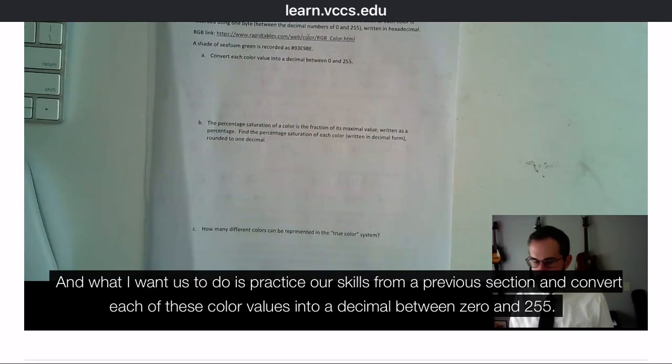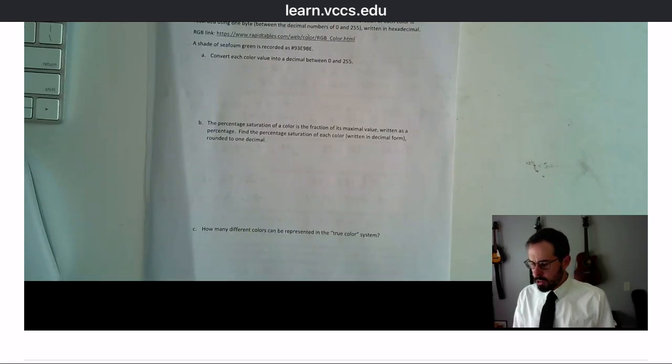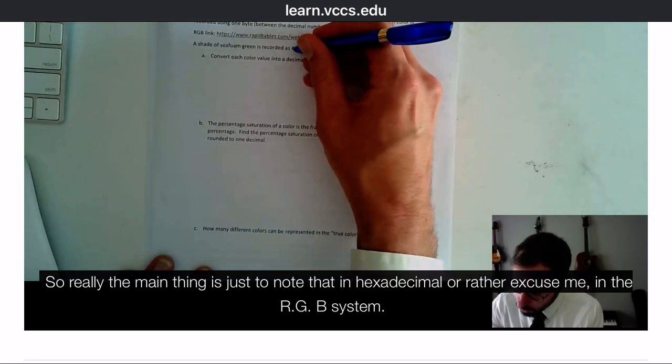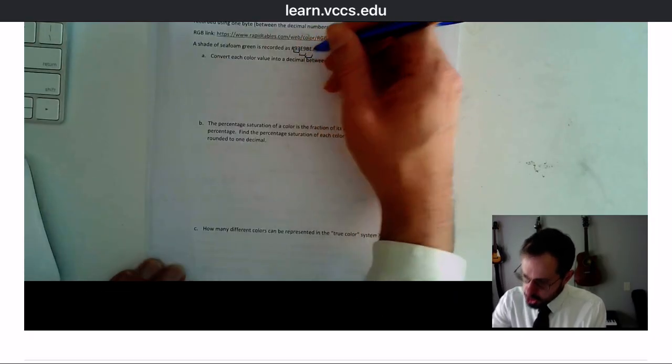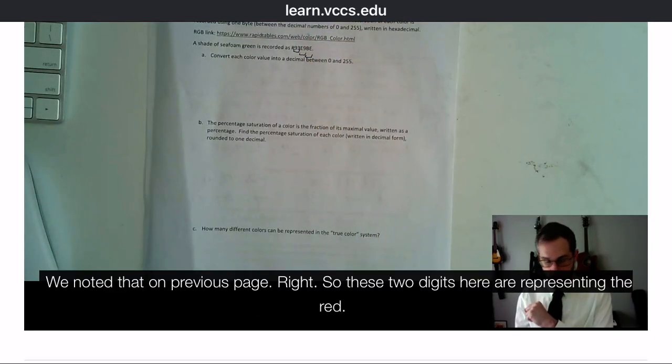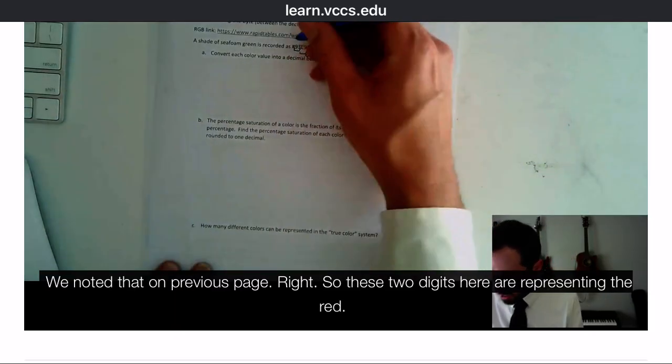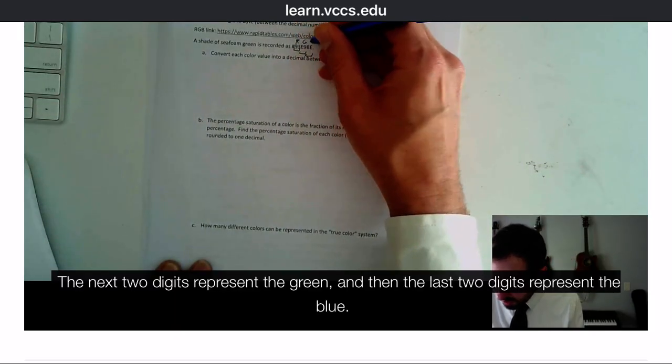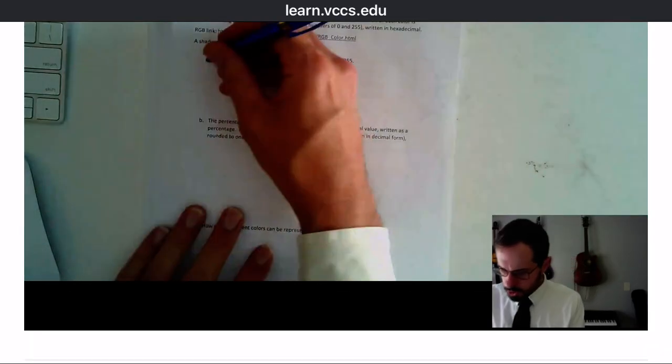What I want us to do is practice our skills from a previous section and convert each of these color values into a decimal between 0 and 255. The main thing to note is that in the RGB system, each of those 2 hexadecimal digits corresponds to 1 byte. We noted that on the previous page, right? So these 2 digits here represent the red, the next 2 digits represent the green, and the last 2 digits represent the blue. So let's do each of those one by one.